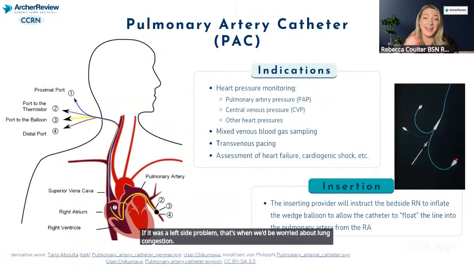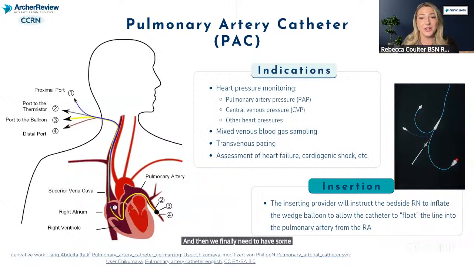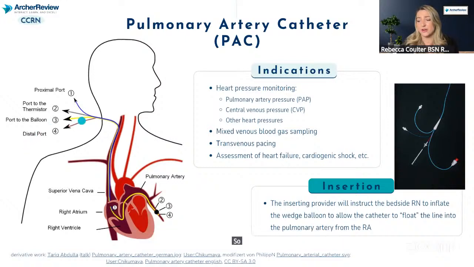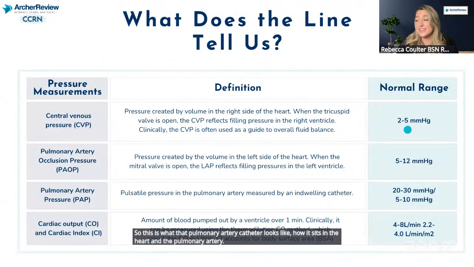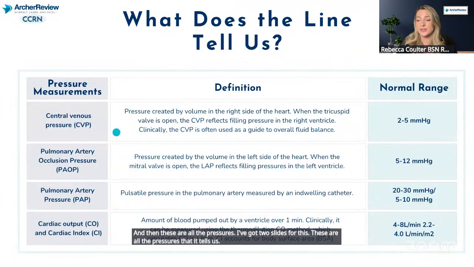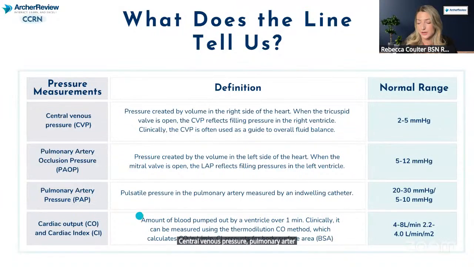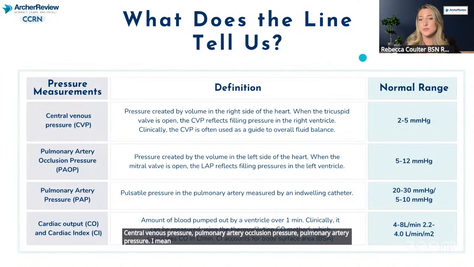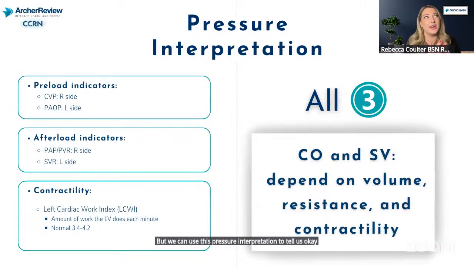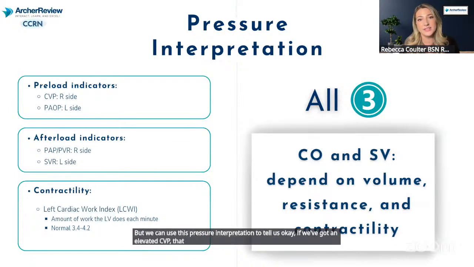And then we finally need to have some knowledge about our pulmonary artery catheter and what those pressures are going to look like. So this is what that pulmonary artery catheter looks like, how it sits in the heart and the pulmonary artery. And then these are all the pressures. I've got 2 slides for this. These are all the pressures that it tells us: central venous pressure, pulmonary artery occlusion pressure, pulmonary artery pressure. I mean, it goes on and on. But we can use this pressure interpretation to tell us, okay, if we've got an elevated CVP, that means our right side of the heart is dysfunctional. We've got lots of preload at that right side.